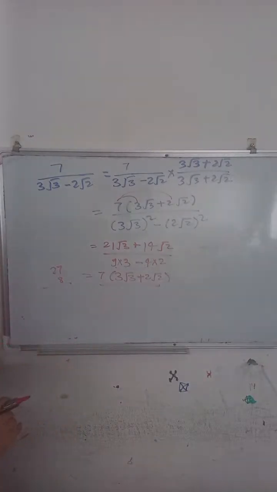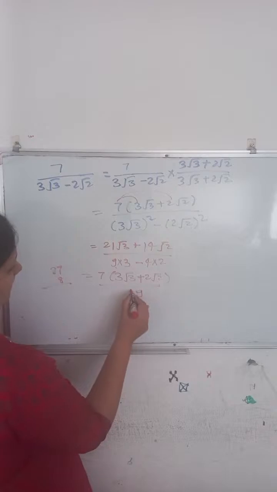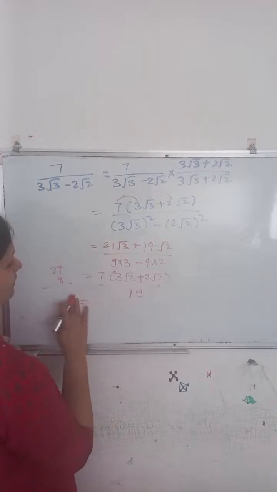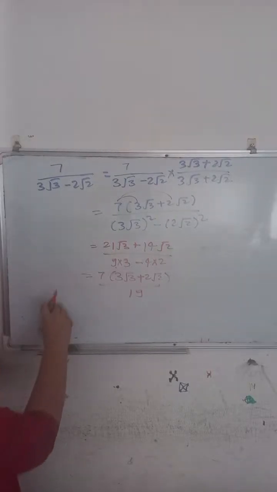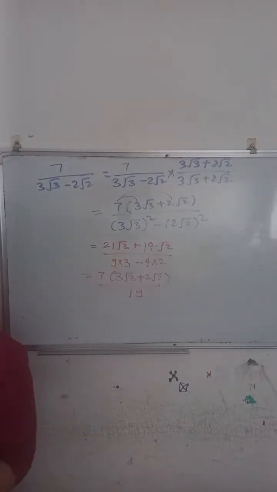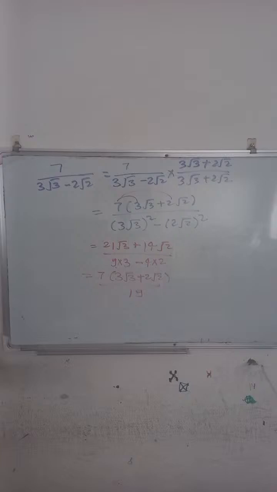So if we subtract 8 from 27, how much is the answer? We will get it as 19. Okay, so now this is what you can keep it up to here. So this is your answer. Getting this? Copy this much.